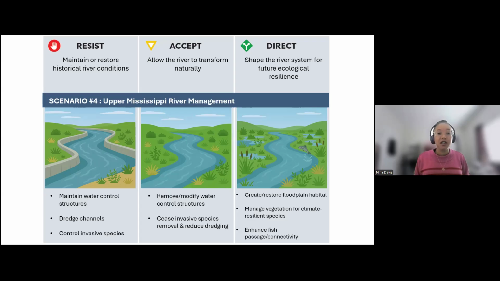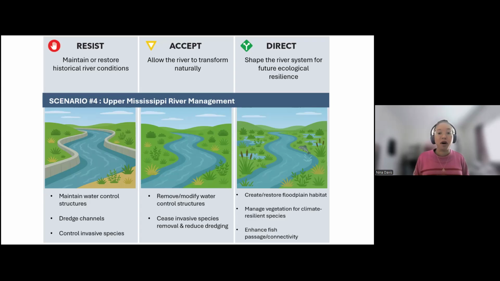So to resist, you might maintain or restore historical river conditions. In order to do that, you'd maintain water control structures, dredge channels to prevent sedimentation, and control invasive species to protect native habitat. Your pros are that it preserves familiar ecological functions, and it supports navigation and flood control. Again, it's very high cost and it may conflict with the ecological realities as climate conditions change, and it requires continual intervention.